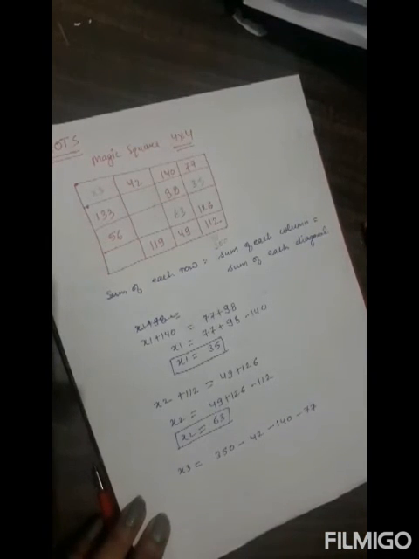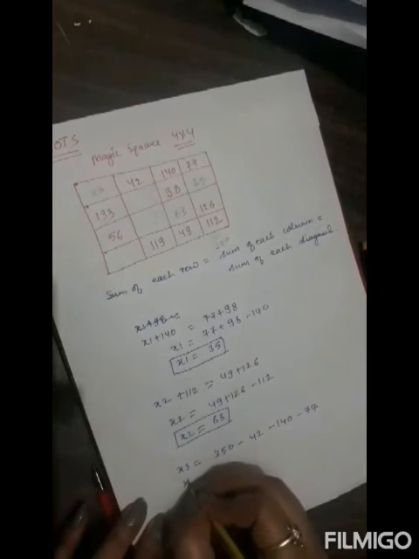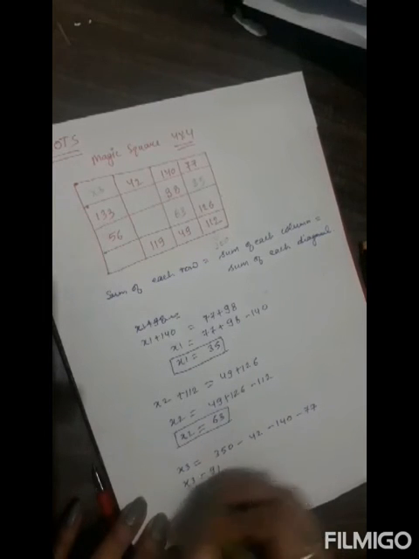Why this is? Because sum of each row is equal to sum of each column. So we will solve it. 350 minus 42 minus 140 minus 77. This will give us 91. So our x3 is coming out to be 91.